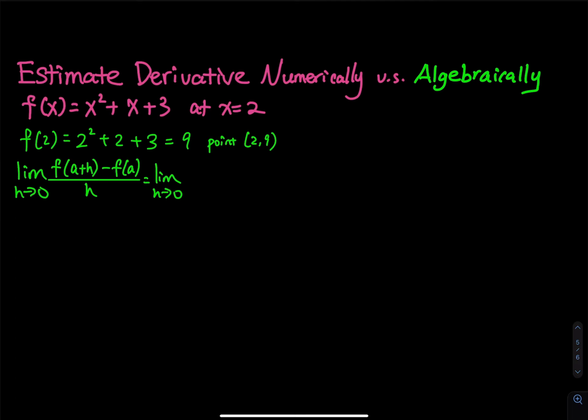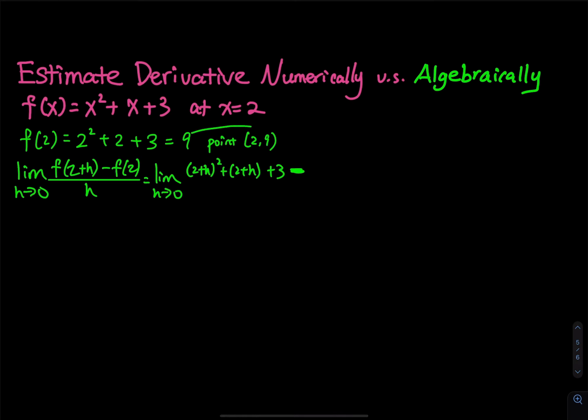Limit as h goes to 0, f of a plus h minus f of a divided by h. Here a equals 2, the given x value. You know what, I'm going to save one step. I'm going to change the a to a 2, and then I can just plug in the 2 plus h to the x, so that is (2 plus h) squared plus 2 plus h plus 3. That is your f of 2 plus h, and then minus f of 2.